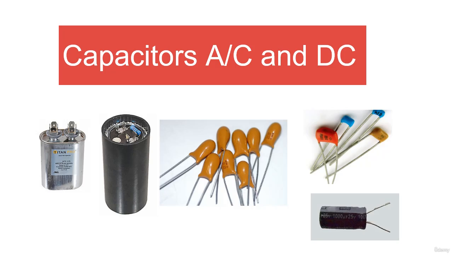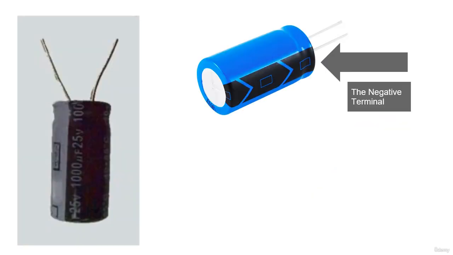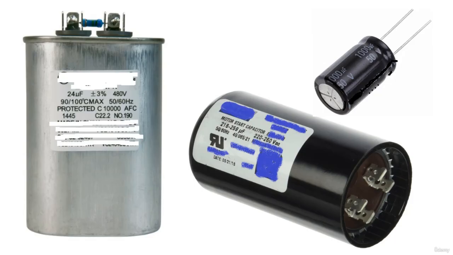Capacitors, AC and DC. Some people will refer to them as caps. Capacitors used in DC circuits will have a polarization marker on them. These should not be used in AC circuits as they could explode. Capacitors come in voltage ratings and capacitance ratings called microfarads.